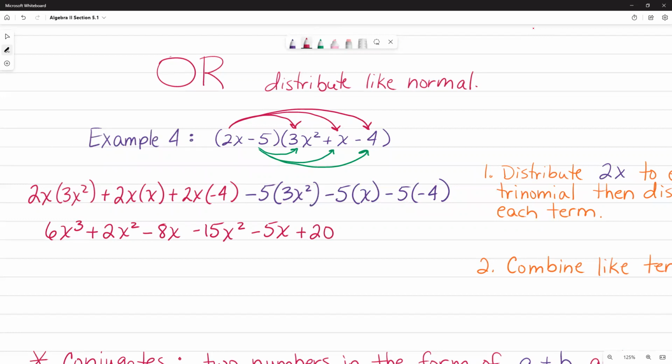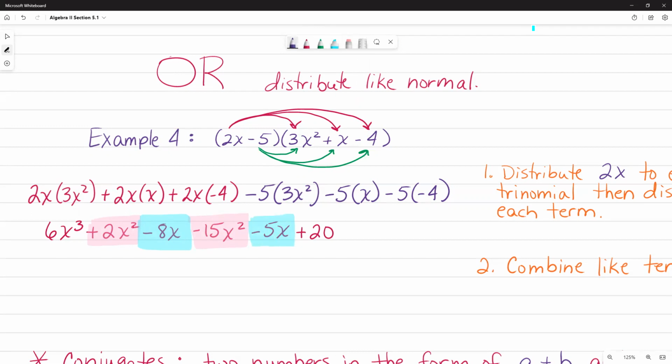All right. So what like terms do I have here? I have a positive 2x squared and a -15x squared. And then we have an x term as well. Then we have a -8x minus 5x.